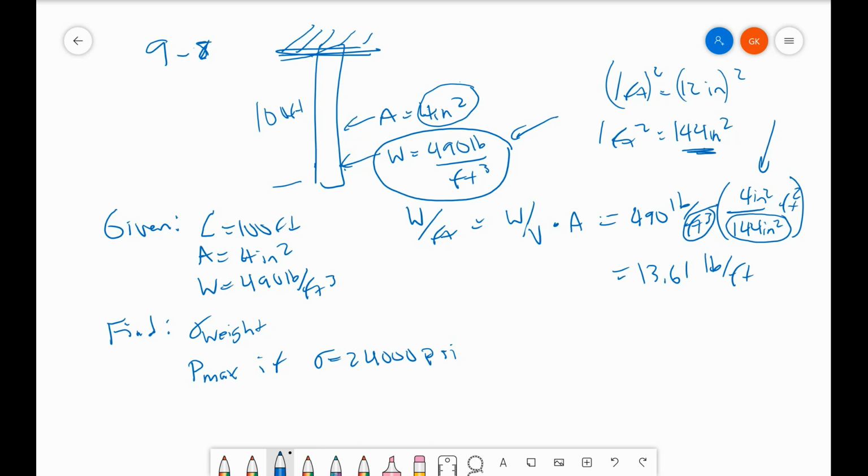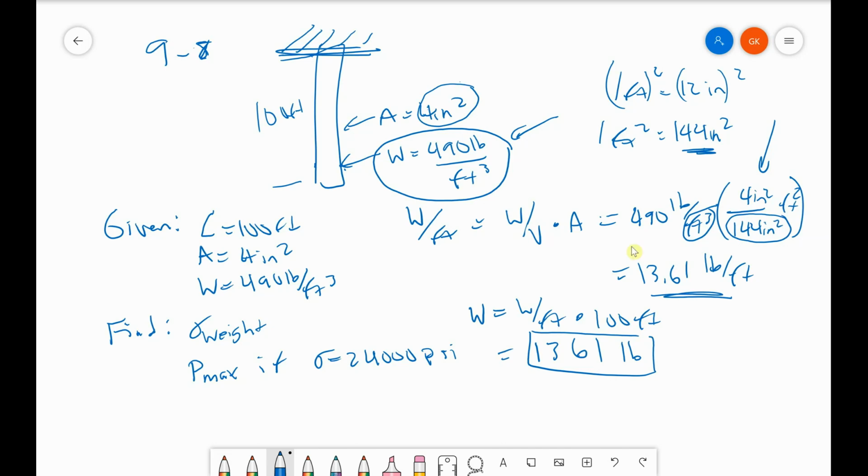Now, back to our weight per foot. We get 13.61 pounds per foot, and the bar is 100 feet long, so we multiply that by 100. The total weight is equal to the weight per foot times 100 feet, which is equal to 1,361 pounds. That's a heavy bar. I do not want that falling on me. But that's just the weight. That's not enough to solve our problem.